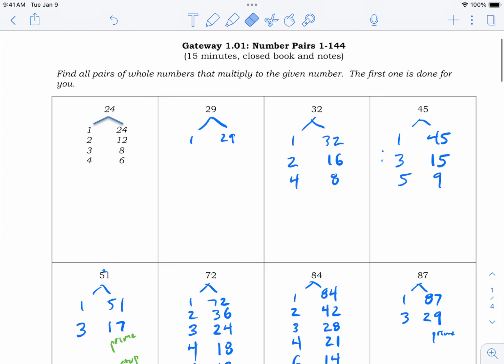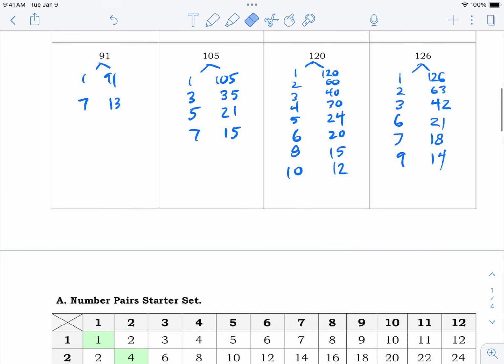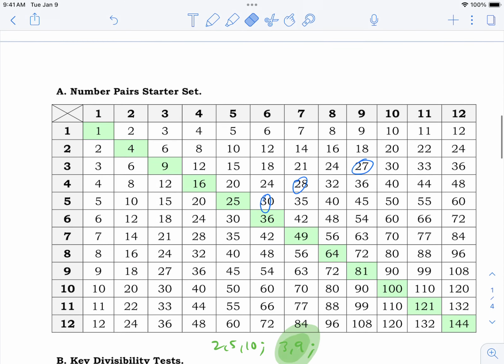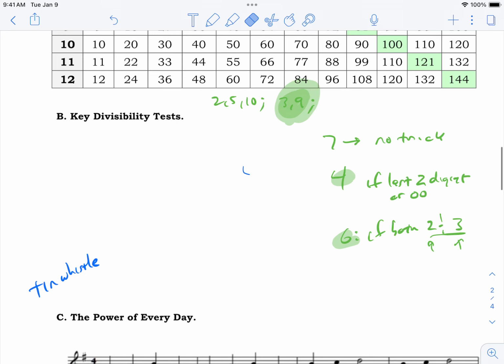I would start with my times tables. And once I had my times tables nailed, because how many times did I say, oh yeah, that's in the times tables? I mean, times tables are big. Divisibility tests are useful. They will make you go faster.